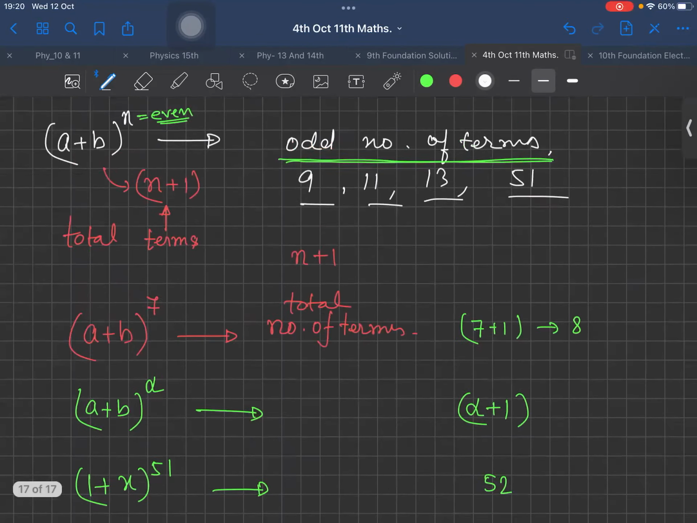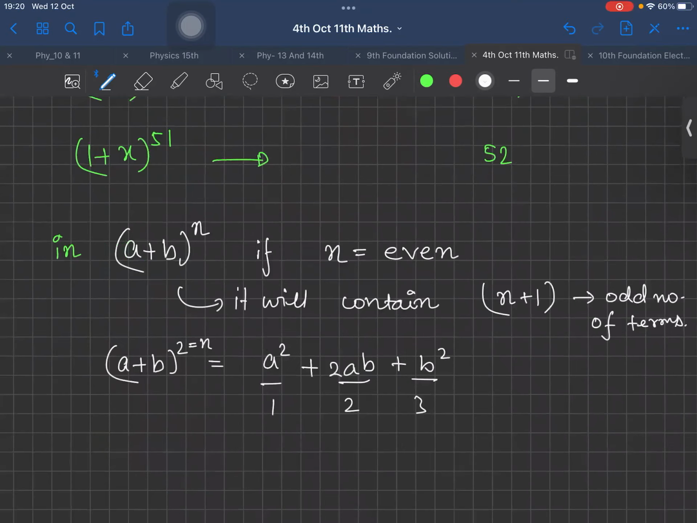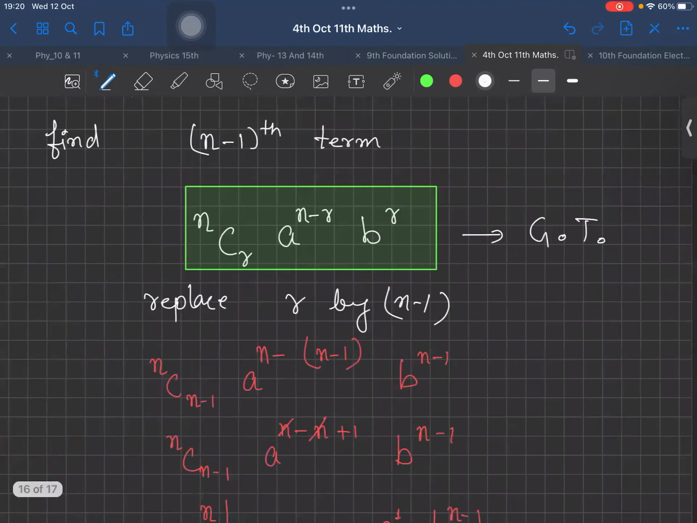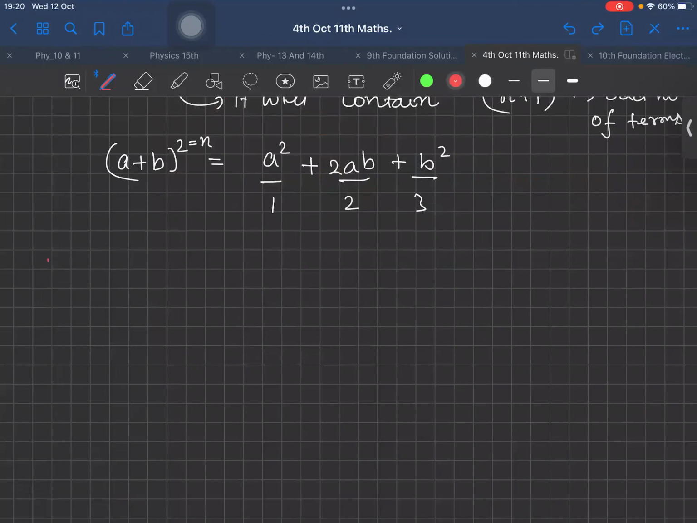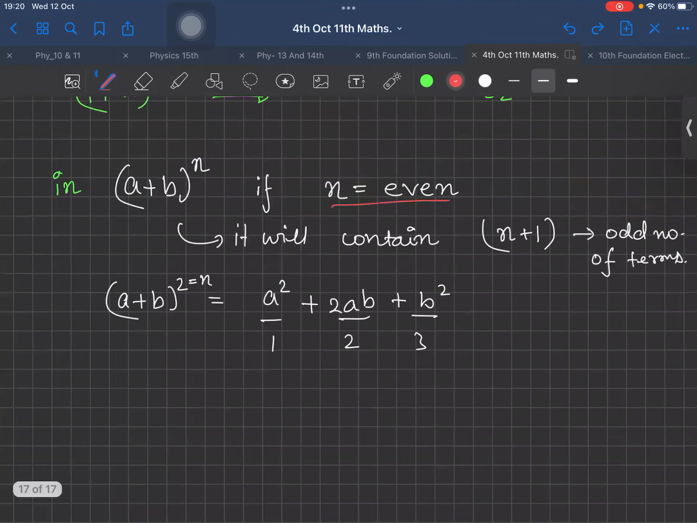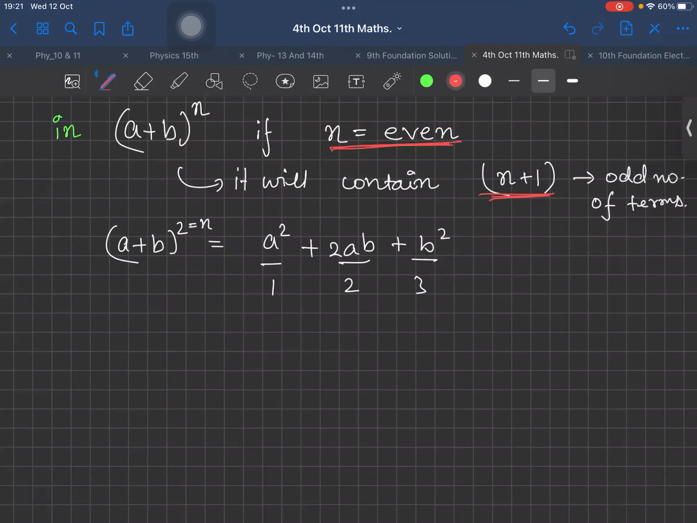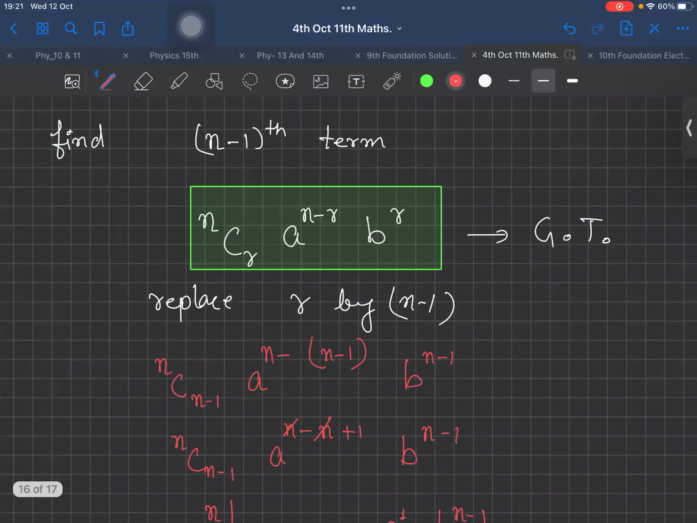Now, how do you find the middle term? So for the middle term, what we discussed here, we just add 1 to it and divide it by 2. Okay. So total number of terms. Now, if in (a plus b), sorry, my mistake. Here, if n is even, it will contain n plus 1 terms. That means that is an odd number of terms. So from here we can write the middle term. How can we write the middle term? We'll just add 1, (n plus 1 plus 1) divided by 2. That's what we did here.